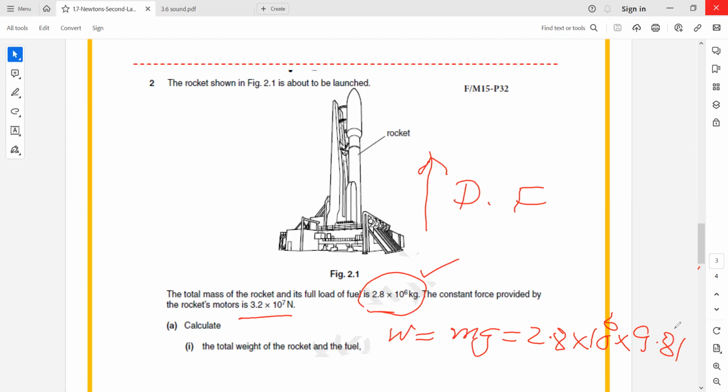Let me get my calculator. 2.8 times 10 to the power 6 times 9.81 is 2.7468 times 10 to the power 7 newtons. Weight is also a type of force, that is gravitational pull, so its unit will also be newton.